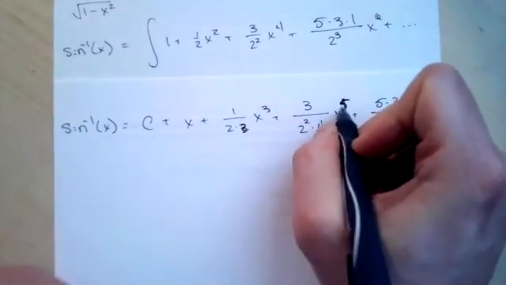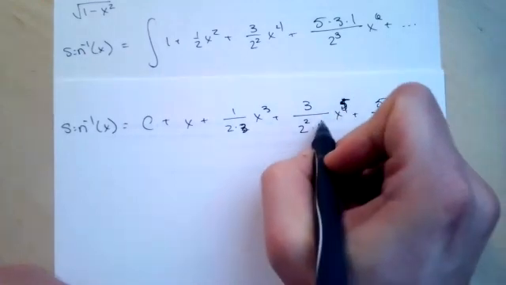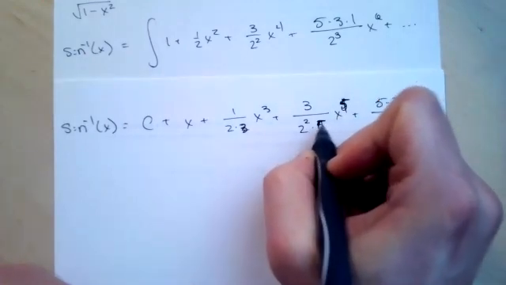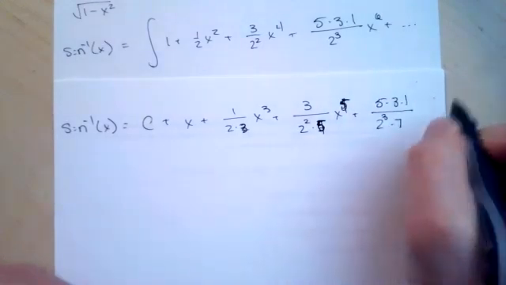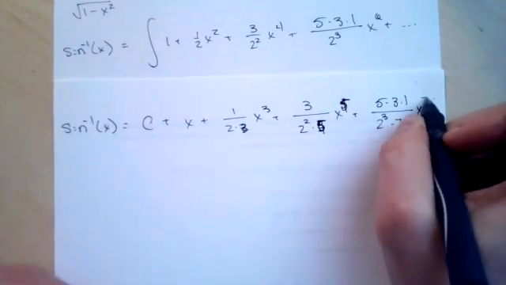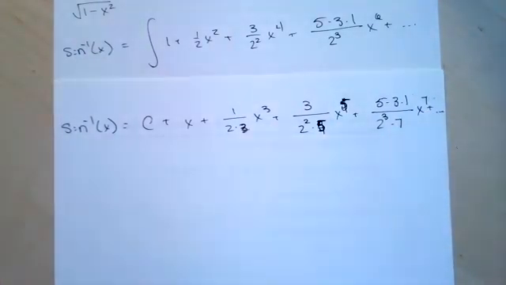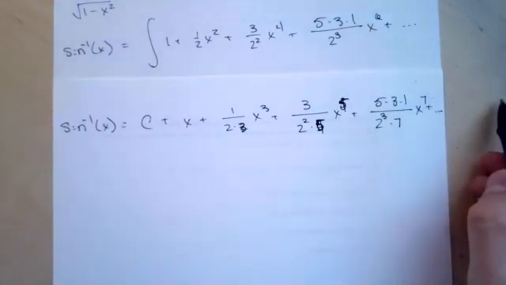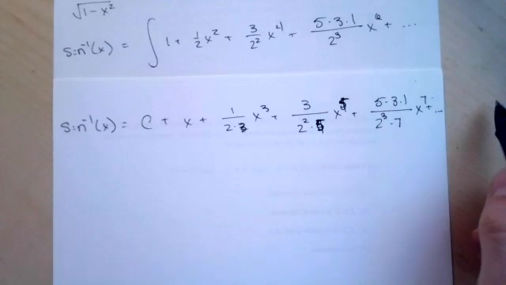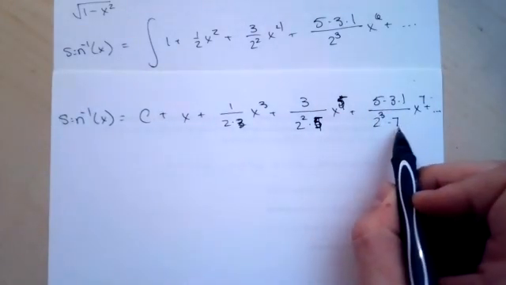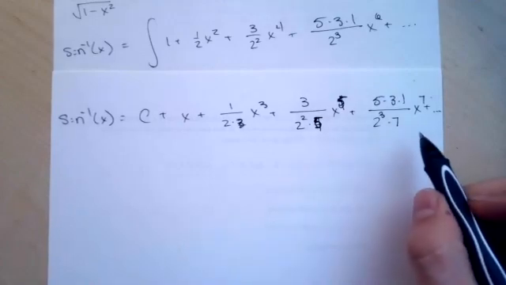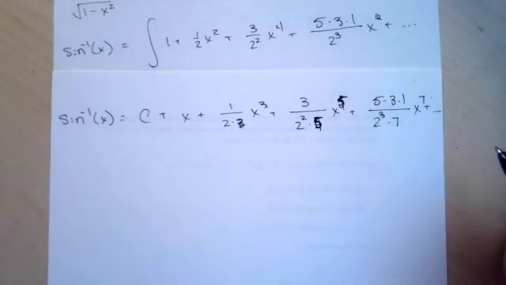I'm forgetting my even odd terms. 2 cubed times 7 times x to the 7th. And then that will keep going. So the next term, 7 times 5 times 3 times 1 in the numerator, 2 to the 4th, and then times a 9 in the denominator times x to the 9th.